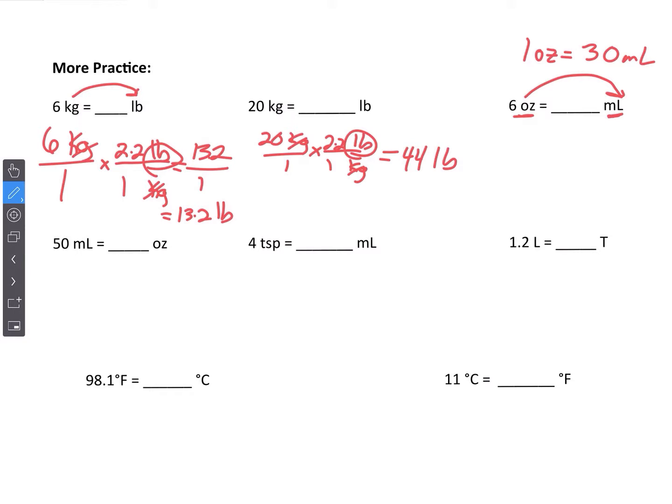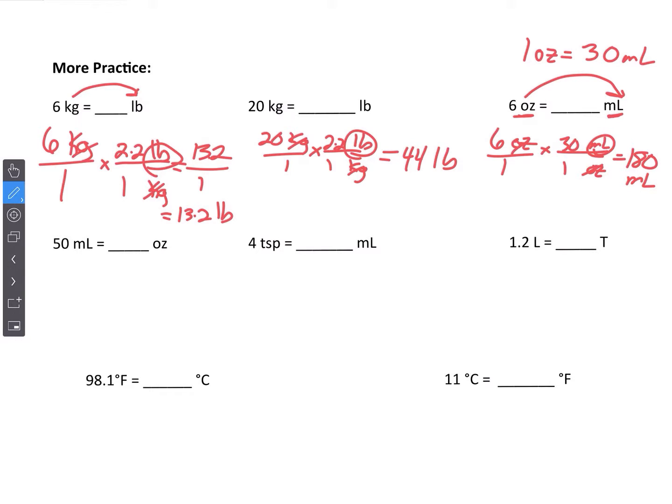Now from here you might be able to see you just multiply 6 times 30. But if that's not so clear, once again just set it up with dimensional analysis. I'm starting with my unit over 1. I'm converting ounces, so I need to cancel out ounces and go directly into milliliters. I know there are 30 milliliters in 1 ounce. If I multiply by 30 over 1, ounces will cancel. You should get 180 milliliters.